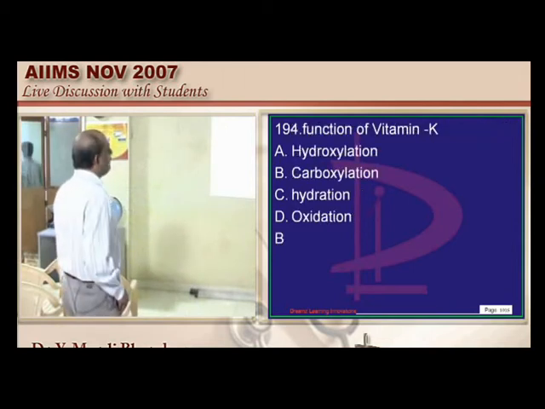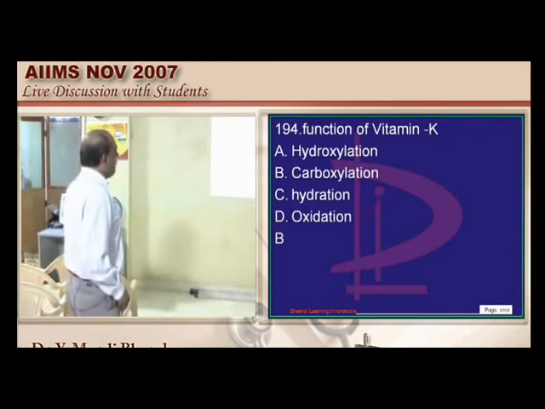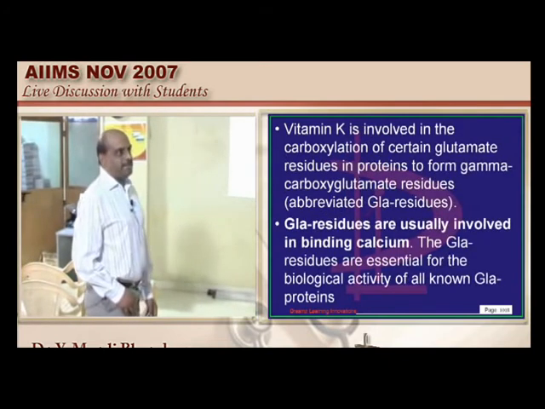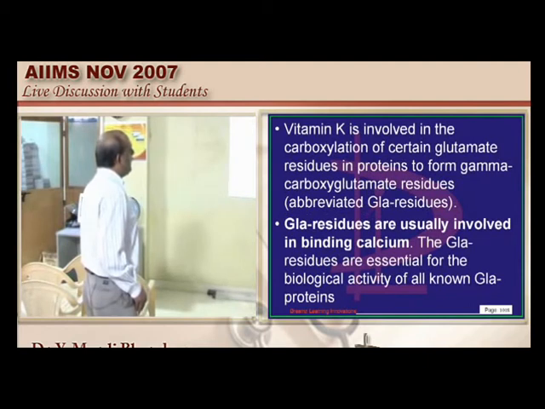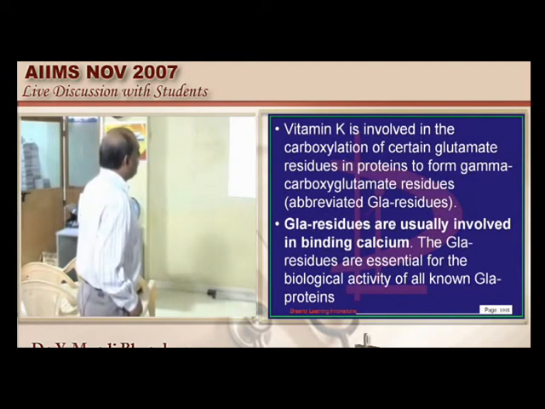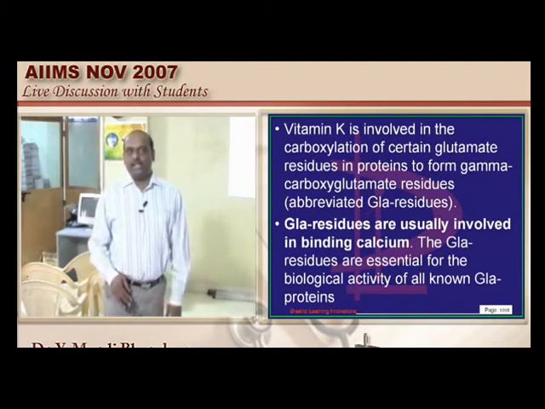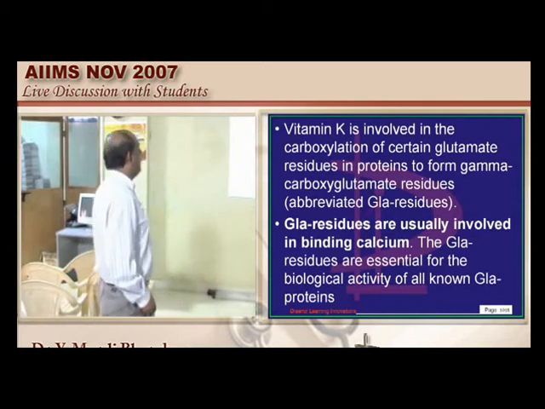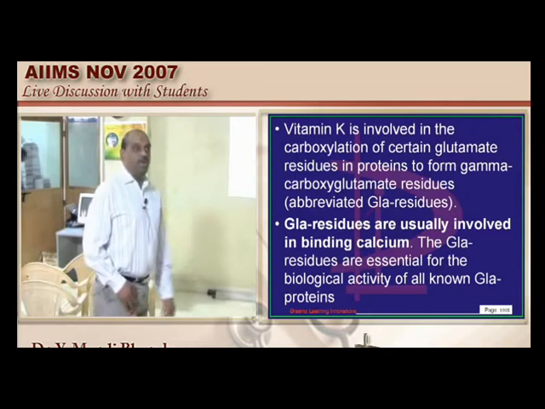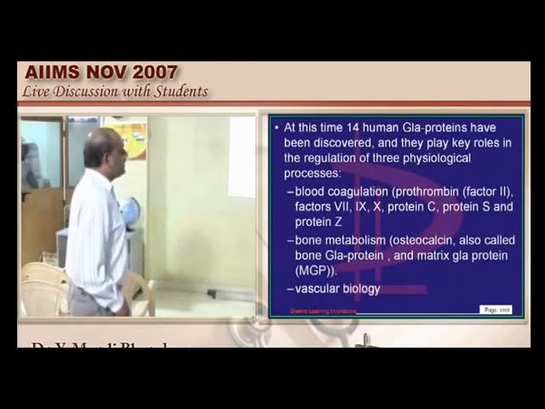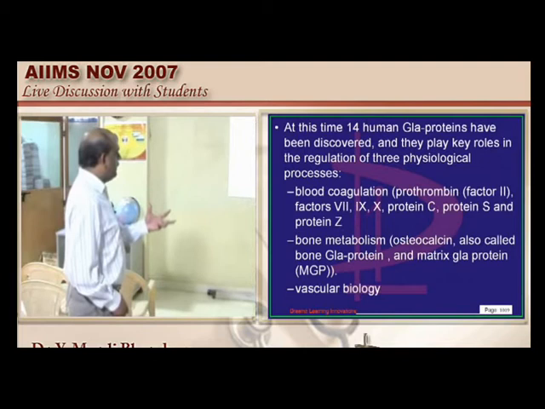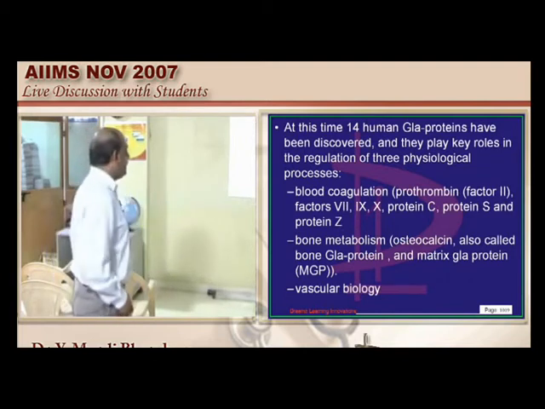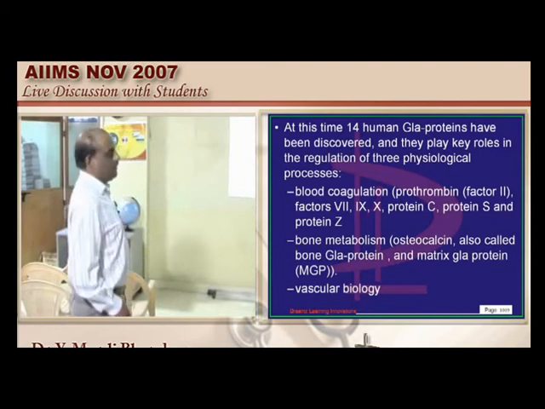How does vitamin K function, doctor? Vitamin K is lipophilic, and carboxylation of glutamate is the mechanism by which it acts. And other than blood coagulation factors, which else require the carboxylation of the glutamate residue, doctor? Even in bone metabolism, you have osteocalcin, which is also called the bone GLA protein. It requires the carboxylation of its glutamate, and also in vascular biology.